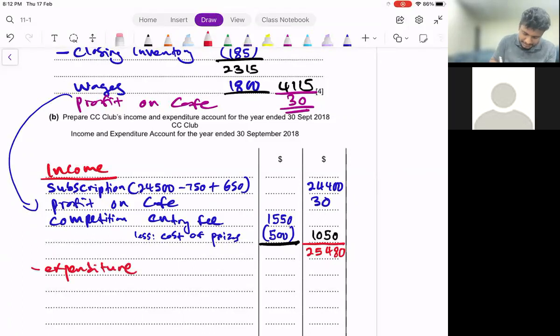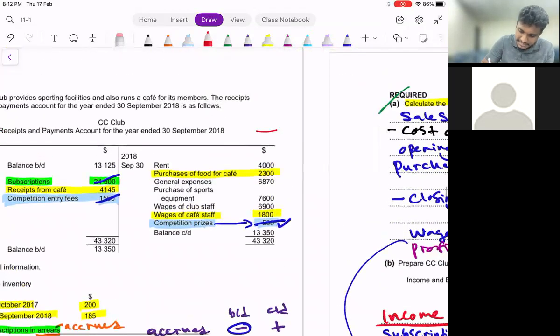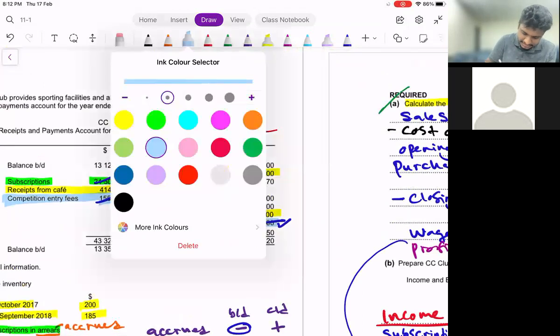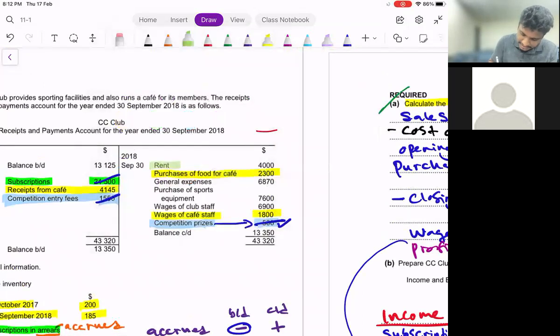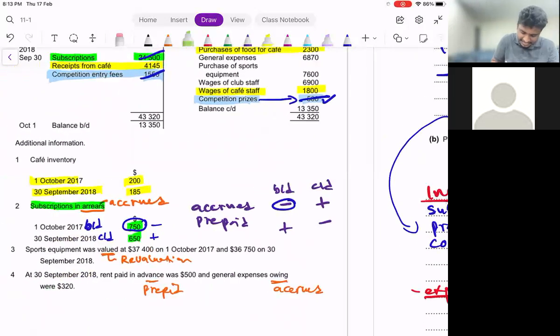expenditure. And what are the expenditures you have? Where do you check the expenditure? You check in the payment side. So go to the payment. The first expenditure that I can see is rent. But you don't straight away write the rent, because maybe you have an accrued or prepaid of the rent. You need to adjust that. So rent is 4,000. Can you check? Do you have anything? Yes, I have a rent paid advance 500.